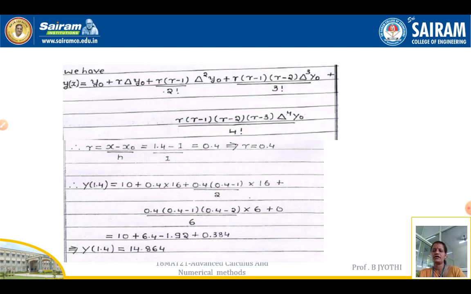Next, we have the formula of y of x for the forward interpolation: y naught plus r del y naught plus r into r minus 1 del square y naught divided by 2 factorial plus r into r minus 1 into r minus 2 del cube y naught by 3 factorial plus r into r minus 1 into r minus 2 into r minus 3 del power 4 y naught by 4 factorial. To find out r, it is x minus x naught divided by h, that is 1.4 minus 1 divided by 1, which gives us 0.4.